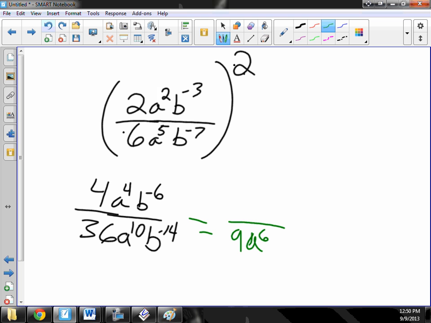B's. They're both going to switch. So this one becomes a 6, and this one becomes a 14, and when they fight it out, the top wins. B to the 8th.